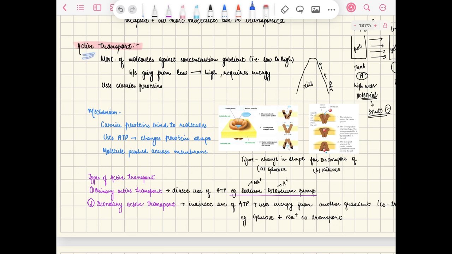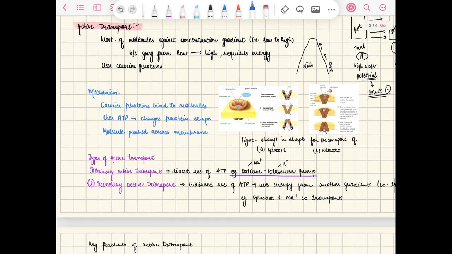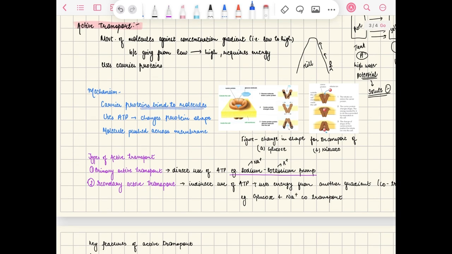So in active transport we use carrier proteins. Now what will be the mechanism of carrier proteins? Carrier proteins bind to molecules like, here, nitrate and glucose. They use ATP and change the protein shape. Before, they had their shape like this. To eject the molecule into the cell, they change their shape from this to this, right? And the molecule is pushed across the membrane.